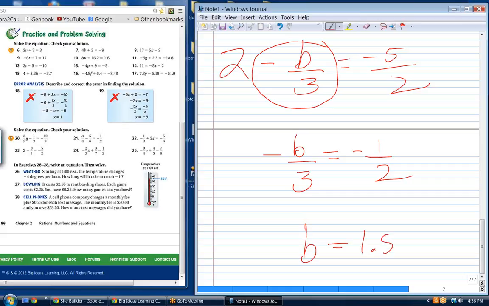But notice, I really multiplied by negative 3. In other words, I'm going to do that in one step. I'm going to multiply both sides by negative 3. And that gives you a positive 3/2 and a positive b. I don't really need to do this in 2 steps. I don't need to multiply by negative 1 and then multiply by 3 as a second step. I can do it all as one step.